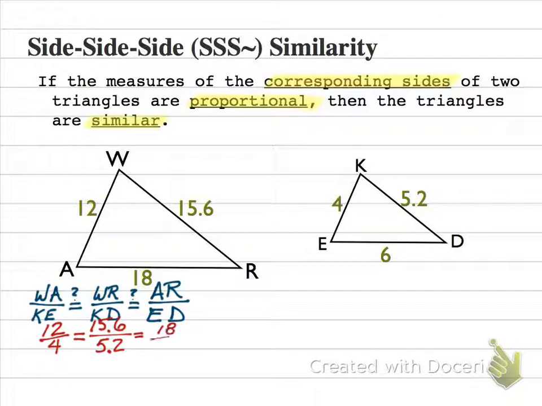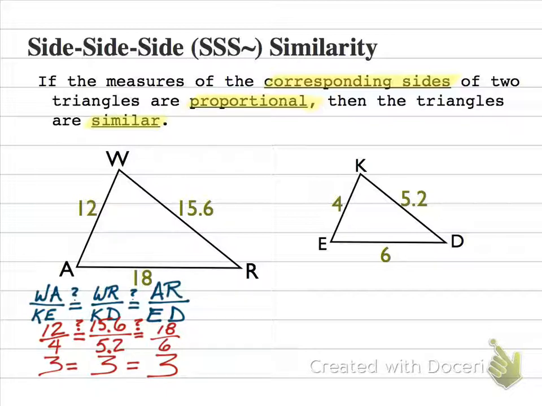So I've written out the proportions, as you can see here, for all the sides. 12 is to 4, 15.6 is to 5.2, and 18 is to 6. So we want to know, are those congruent? And yes, they are. They all come out to be 3.